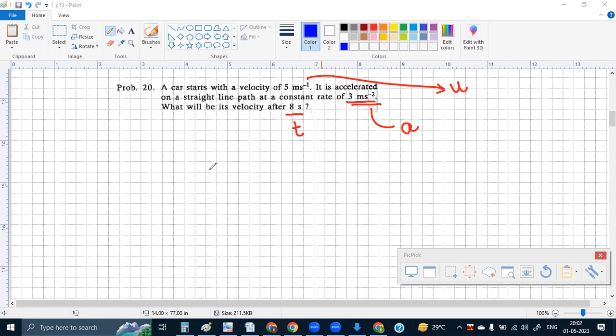We use the formula of acceleration. a is equal to v minus u upon t. These three things are given. a is given, u is given, t is given. You are supposed to calculate v. Change the subject of the formula and calculate v. If you change the subject of the formula, you are going to get v is equal to u plus at. You will substitute all the values and get the value of v.